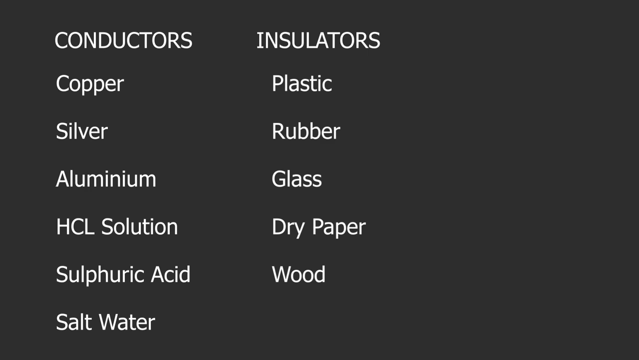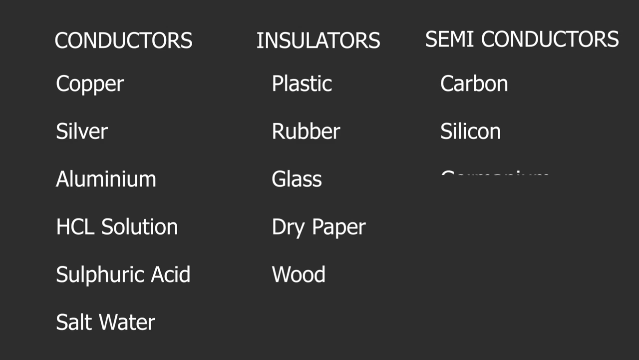Another type of material is semiconductors. They have characteristics of both conductors and insulators. They allow electrons to move while being able to control the flow of electrons. Examples of these are carbon, silicon, and germanium, etc. The resistance of a conductor depends on 2 main factors as the following. Number 1 being types of material, and number 2 being temperature of material.